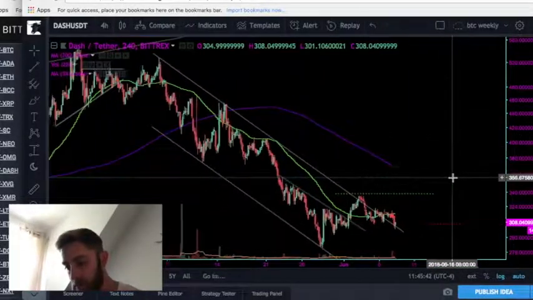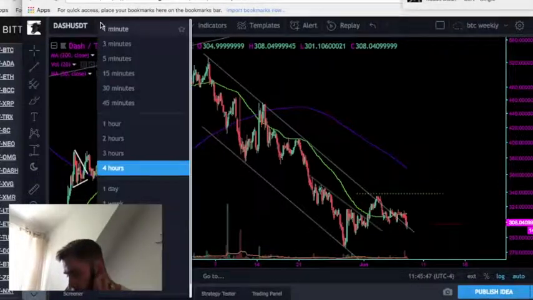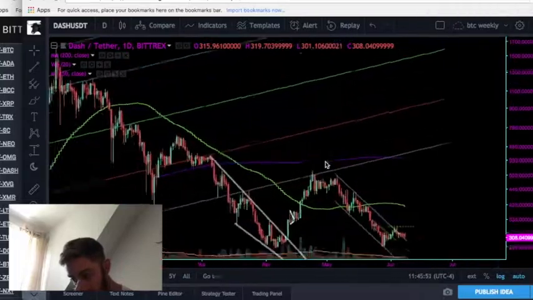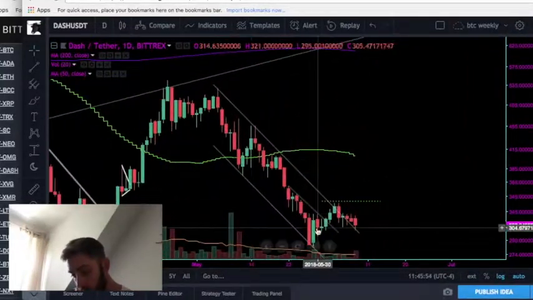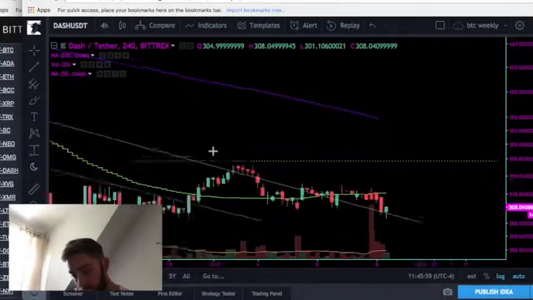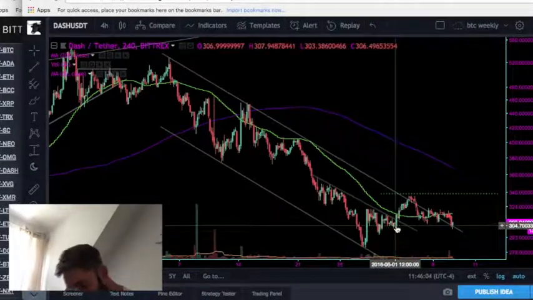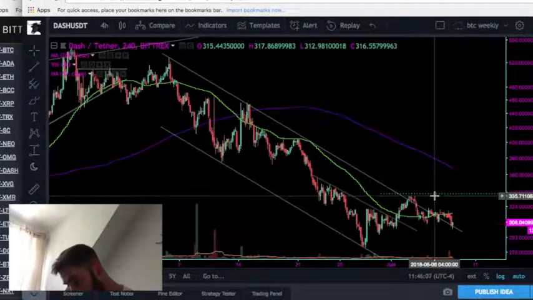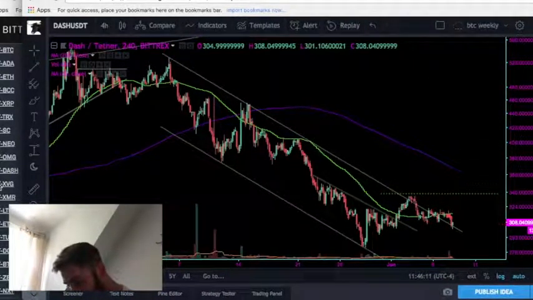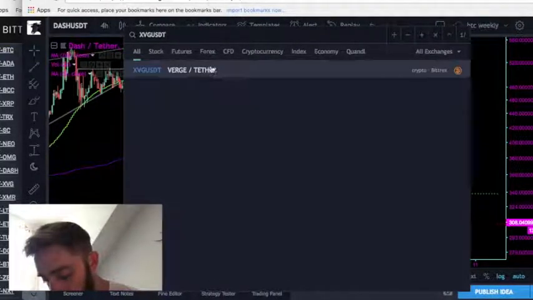Dash. Confusing chart to read. Head and shoulders though. 4 hour. Shoulder, head, shoulder. Breakout. A break of 335 is going to get me back in Dash from a long view.